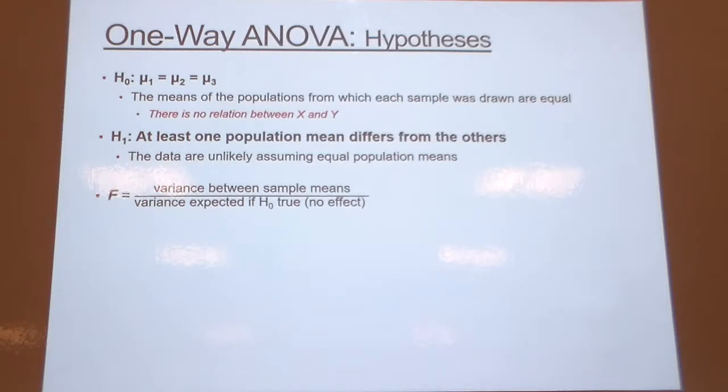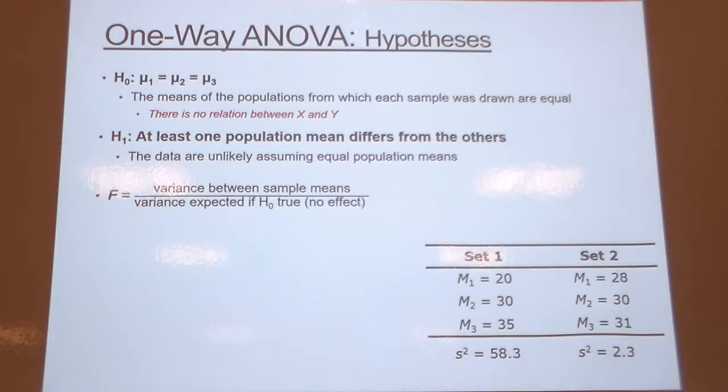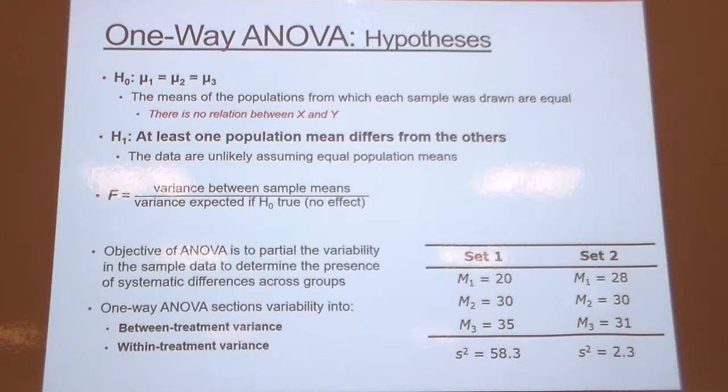Saying what does this mean, okay? Our F-test here, we're looking at the variance between sample means over the variance expected if the null hypothesis were true, okay? So what we're trying to do with our ANOVA models is partition things into systematic group differences and variability that's just due to error. And this is going to be our between groups and our within groups stuff.